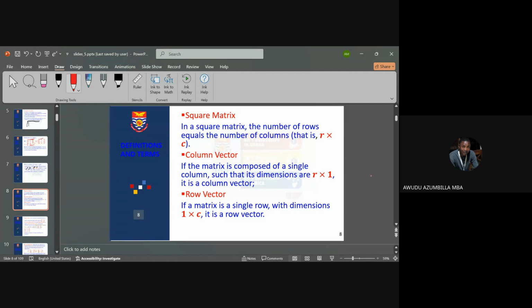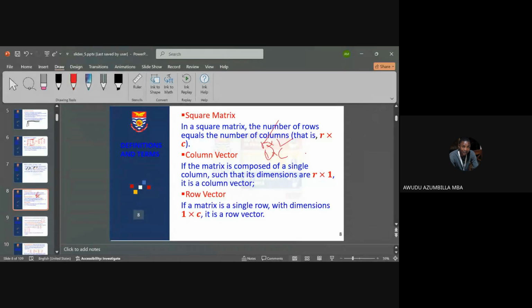A column vector, if the matrix is composed of a single column such that its dimensions are r by 1, then it is called a column vector. So if you have r by 1, where r is the row and the column is 1, we call it a column vector. But if you have 1 by c, we call it a row vector. Here the row is 1 and the column is c, so we call it a row vector.